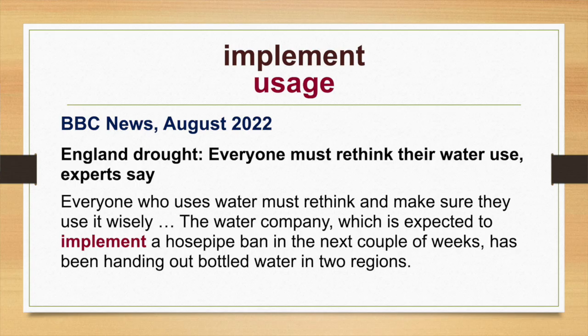Our first example comes from the BBC News, August 2022. The title says, England drought, everyone must rethink their water use, experts say. The text says, everyone who uses water must rethink and make sure they use it wisely. The water company, which is expected to implement a hose pipe ban in the next couple of weeks, has been handing out bottled water in 2 regions.